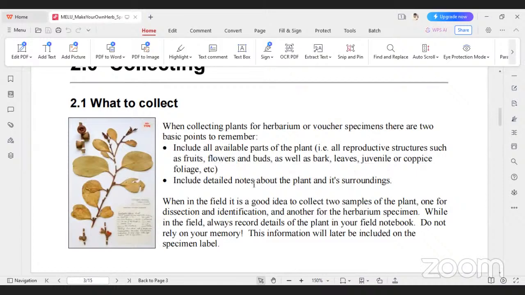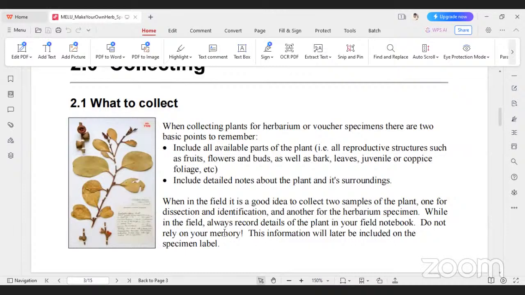Second, include detailed notes about the plant and its surroundings. Not only collecting, but also note down what you collected, where it was collected, and the time of collection. These are all date and time. When in the field, it is a good idea to collect two samples of the plant: one for dissection and identification, and the other for the herbarium specimen.